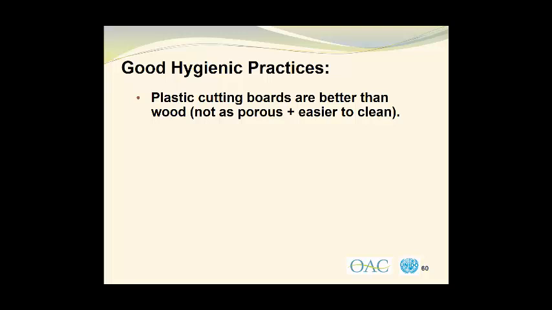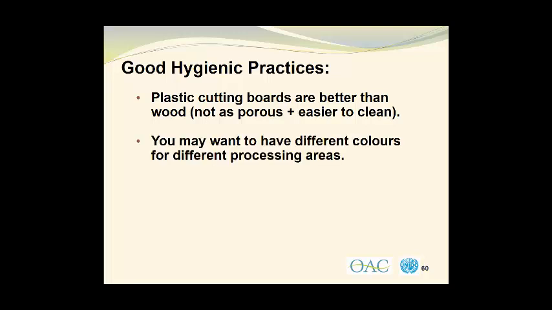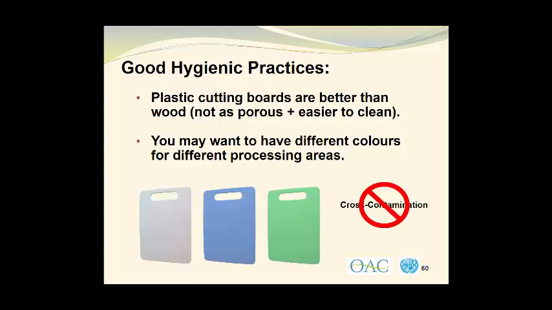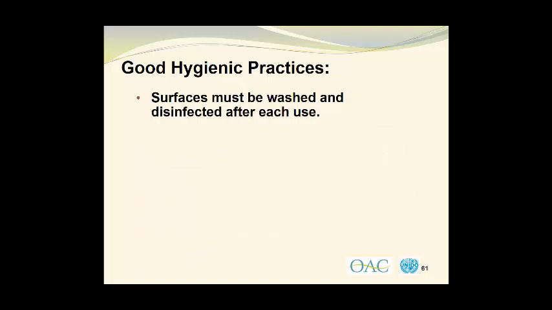Plastic cutting boards are better than wooden ones. They're not as porous and they're easier to clean. You may want to have different colors for different processing areas, and here I've shown white, blue, and green, and they can be designated for use in different areas, and once again that will address the concerns over cross-contamination.